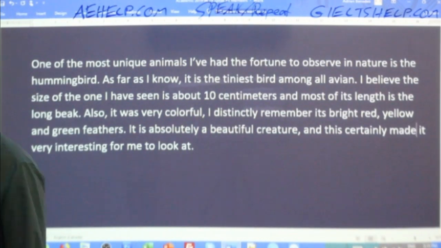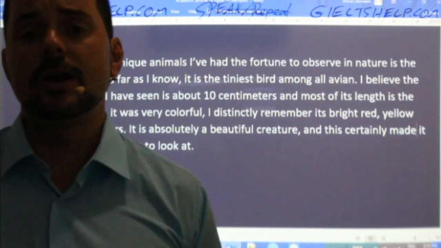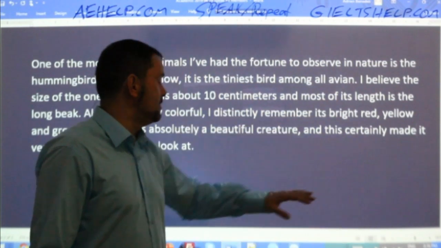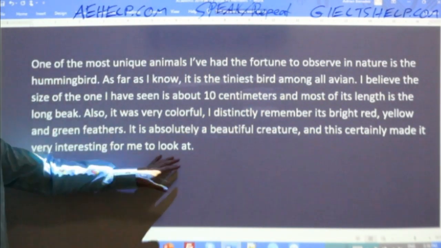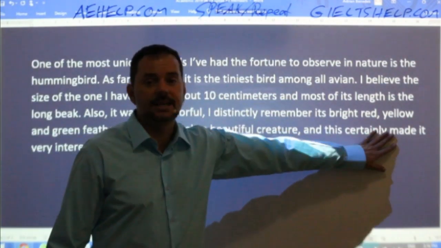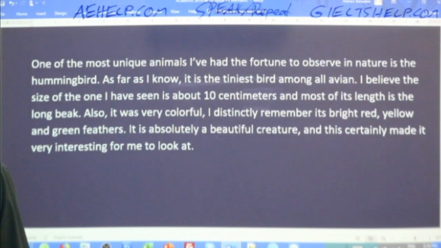Okay, watch your tenses. Students, be really, really careful with your tenses. Here, you have to remember that you're talking about an animal that you have seen. So it certainly made it very interesting for me to look at. Okay, would be correct. So past tense, made. All right. Yeah, I need to use the past simple there, Bagzod. Very good. All right.